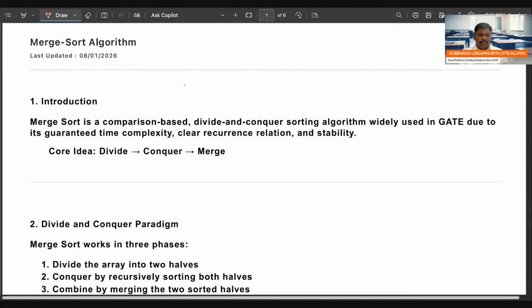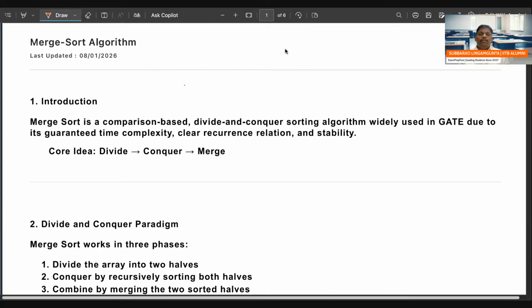So let me start. In today's class, we are going to discuss the merge sort algorithm. So let's start now with merge sort, and there is one important thing I want to clarify.